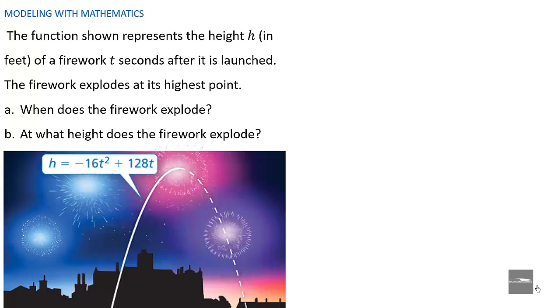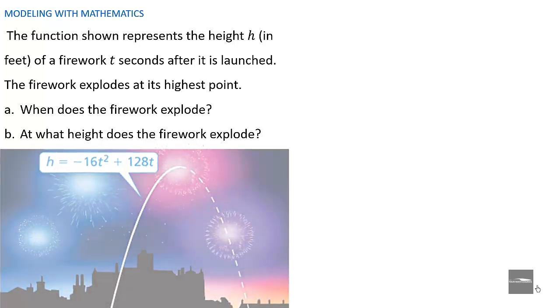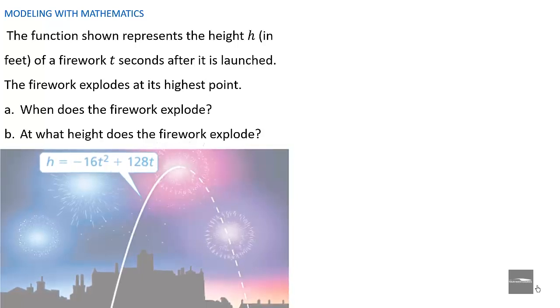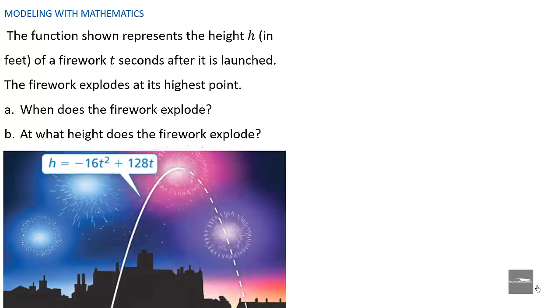Modeling with quadratic functions. We can use quadratic functions to model real-life events like the one you are seeing. The function shown represents the height h in feet of a firework t seconds after it is launched. The firework explodes at its highest point.